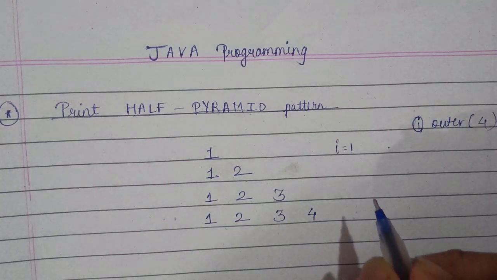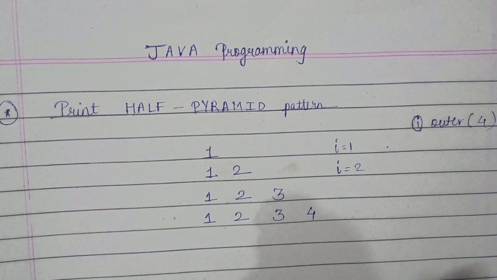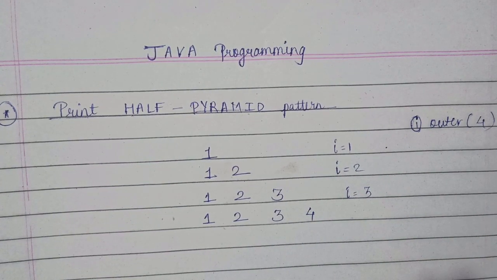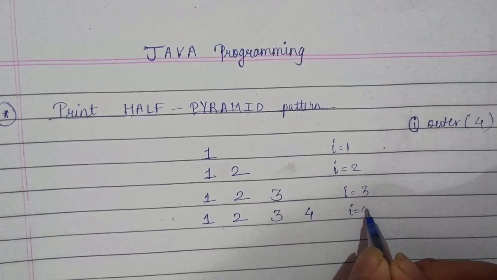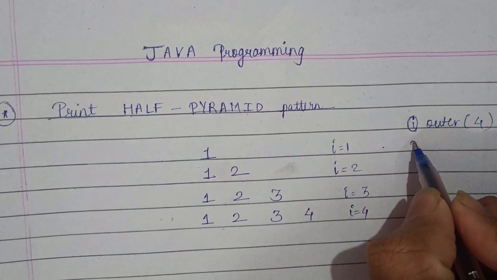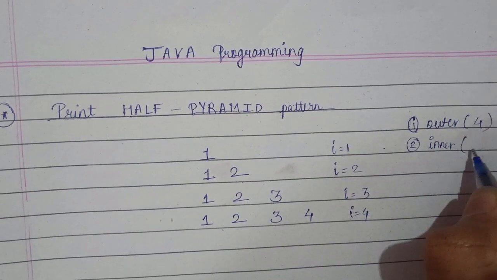Now for i equal to 2, we have to print 1 and 2. For i equal to 3, we have to print 1, 2 and 3. And for i equal to 4, we have to print 1, 2, 3 and 4. In the inner loop, we have to print the number.